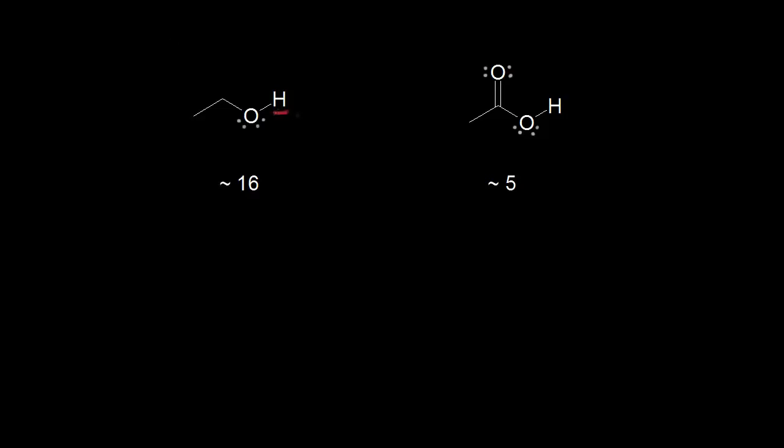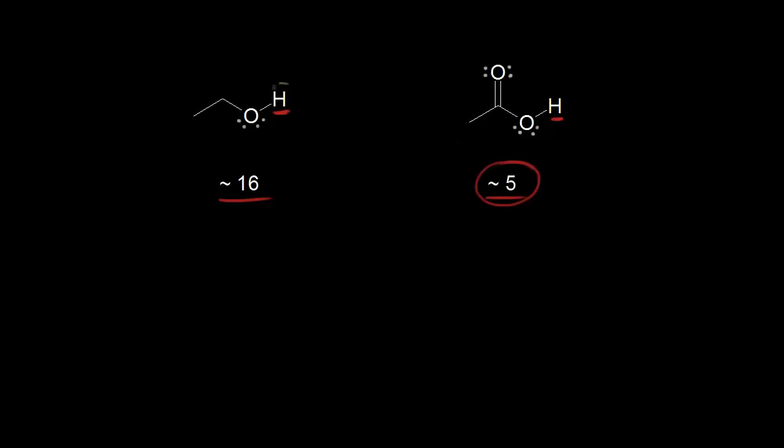This proton on ethanol has a pKa value of approximately 16, while this proton on acetic acid has a pKa value of approximately 5. Remember, the lower the value for your pKa, the more acidic the proton. So with a lower pKa value, acetic acid is more acidic than ethanol. We can explain why by looking at the conjugate bases.